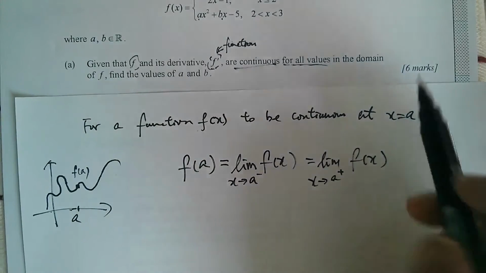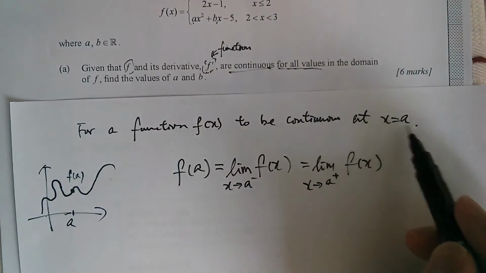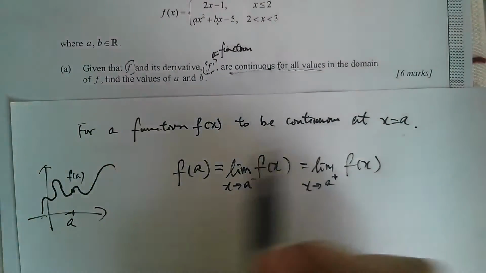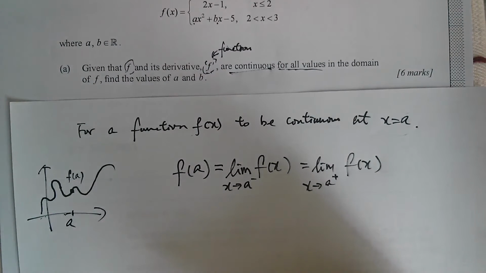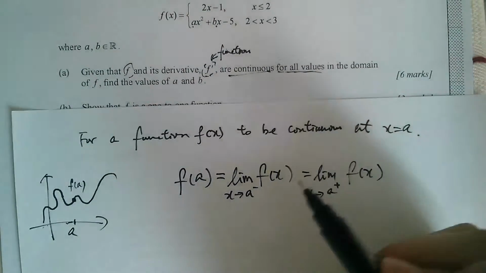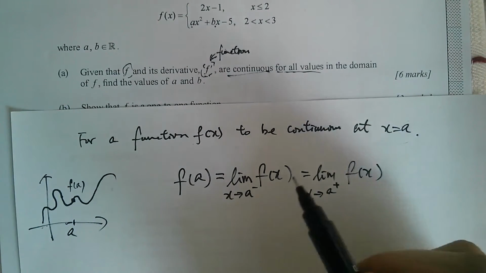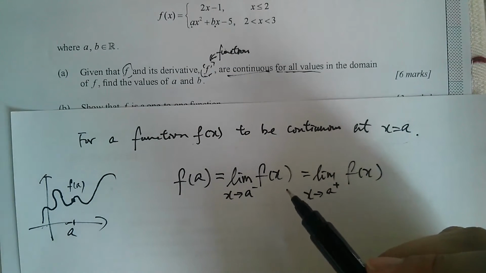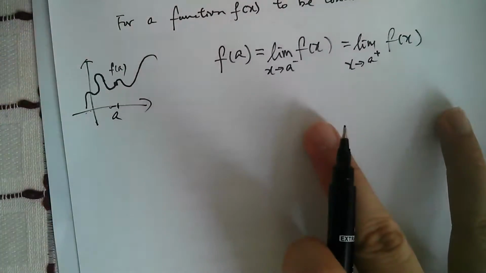And for f and f prime to be continuous for all values, that means no matter what this a is, for every value a, this is true. That's the formal definition of continuous. This is the most formal that you can get, except maybe you do not know the rigorous limit notation. Other than that, this is the formal definition of continuous. Okay, I'll stop here a little bit, I would say. And well, let's do the question now.